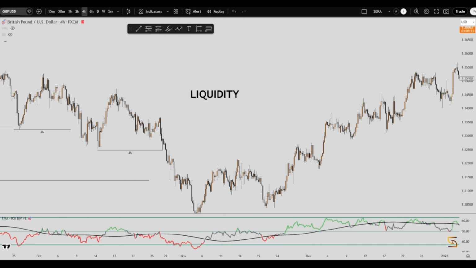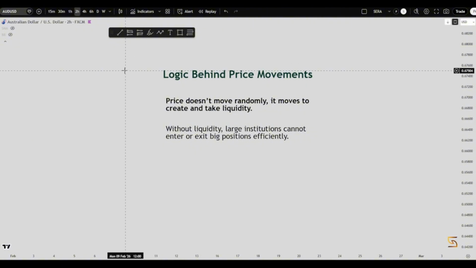First one is the logic behind price movements. Price doesn't move randomly. It moves to create and take liquidity. And without liquidity, large institutions cannot enter or exit big positions efficiently.